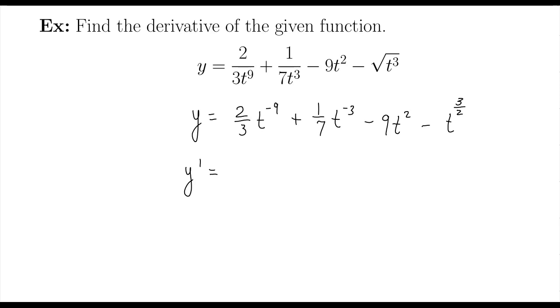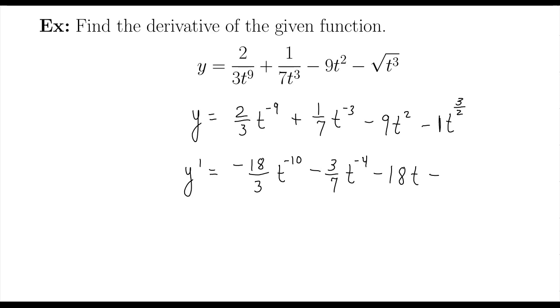2/3 times negative 9 is negative 18 over 3. We're going to simplify that in a minute. Subtracting 1 from the exponent, I get negative 10. 1/7 times negative 3 is negative 3/7. t to the, subtracting 1 from the exponent gives me negative 4. Negative 9 times 2 is negative 18. t to the, subtract 1, first power, so I'm going to leave that understood 1 blank.